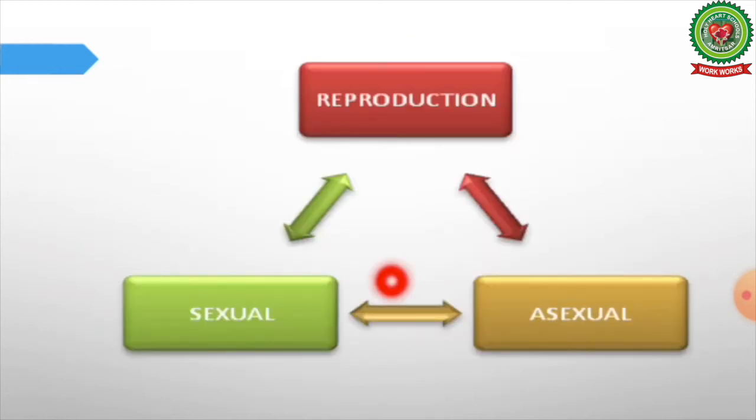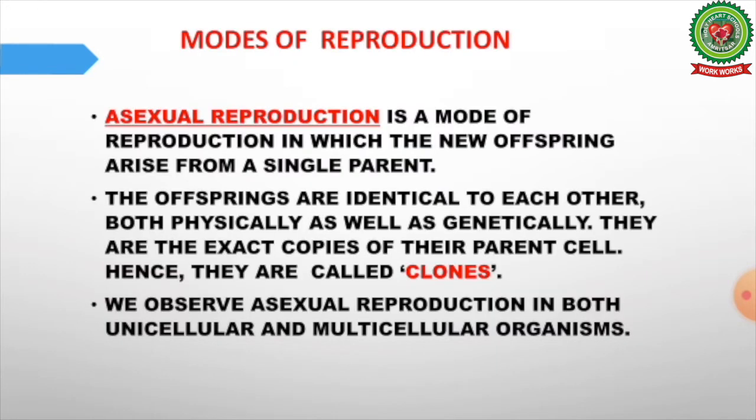There are two types of reproduction, or two modes of reproduction. One is sexual reproduction and another is asexual reproduction. One by one, we will be discussing these two modes of reproduction. The first mode of reproduction is asexual reproduction.